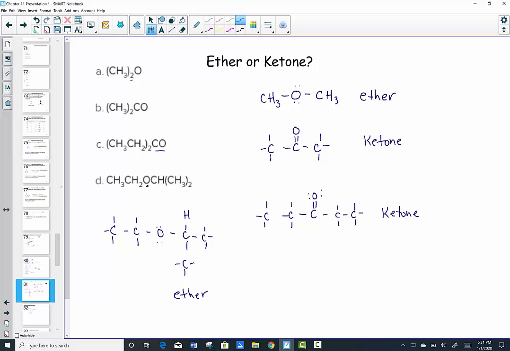So drawing those structural formulas out helps us to see the connectivity to properly identify an ether, which is ROR, or a ketone, which is RC double bond OR.